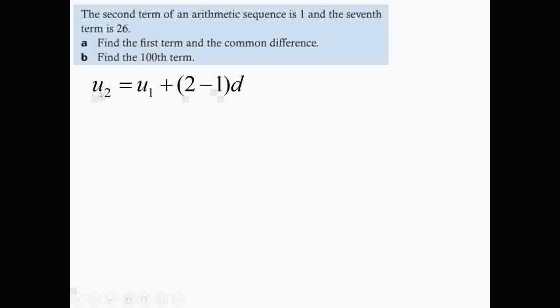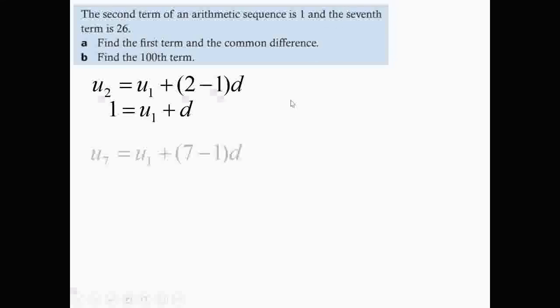Second term, if I'm writing the un rule, u2 equals u1 plus, the n here is replaced by 2 because I have a 2 here, minus 1 times d. That simplifies into, the second term we know is 1, so I replace that with 1, equals u1 plus d. So by taking what we know about the second term and using our un rule, I was able to create this equation. This equation has 2 variables though, so we can't solve yet. Let's take the other information we're given and make another equation.